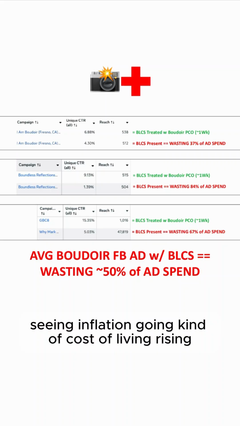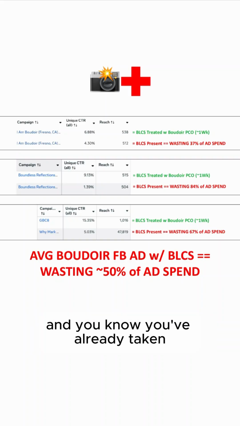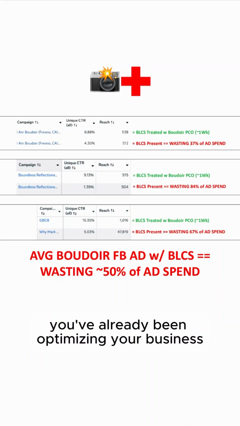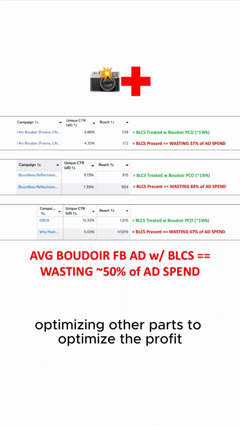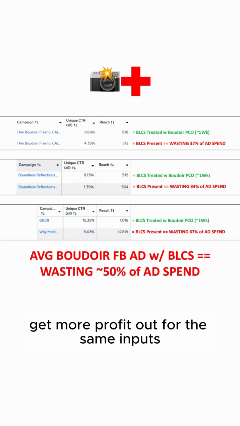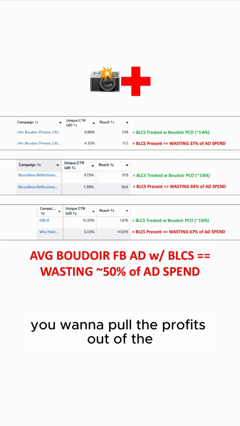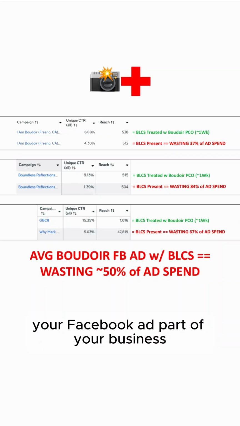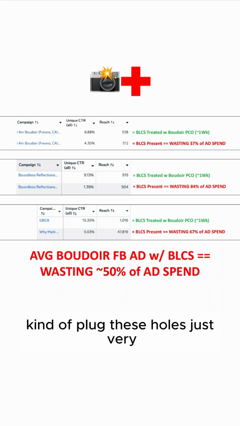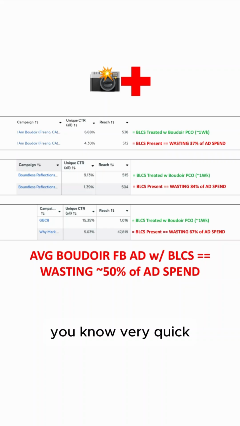And you're also seeing inflation going, cost of living rising, and you've already been optimizing your business, taking profit, optimizing other parts to get more profit out for the same inputs. And you decided now you need to solve this BLCS, Boudoir low click syndrome. You want to pull the profits out of your Facebook ad part of your business, plug these holes, which is very quick, takes only about a week.